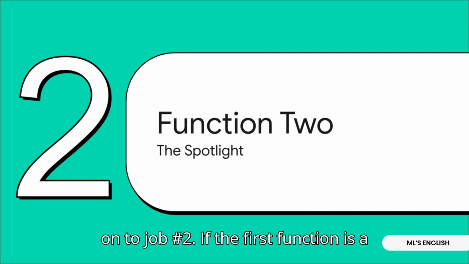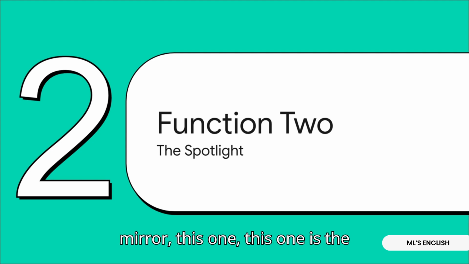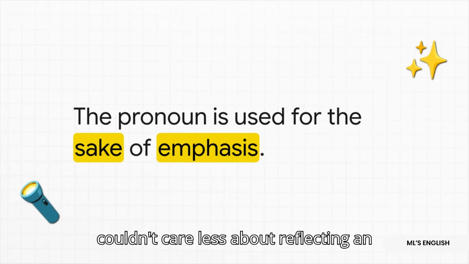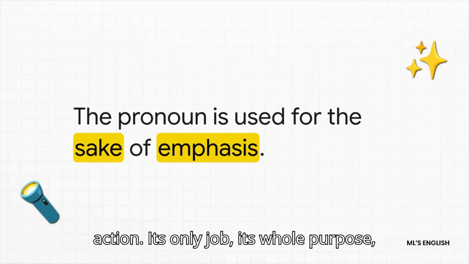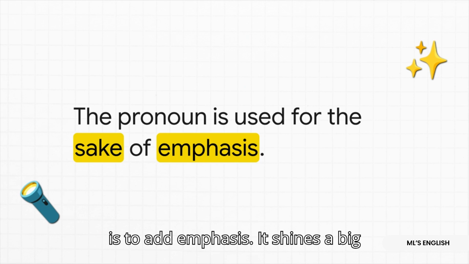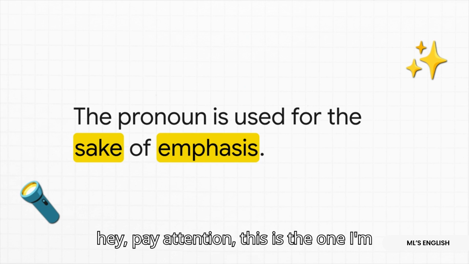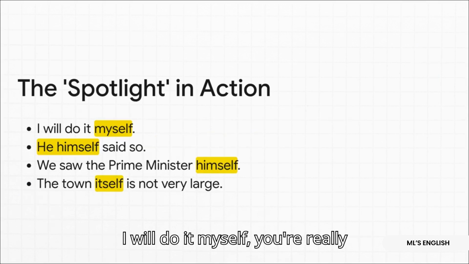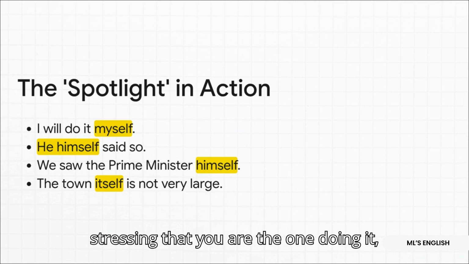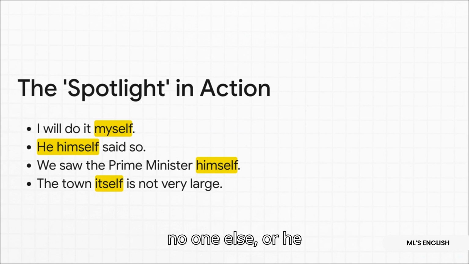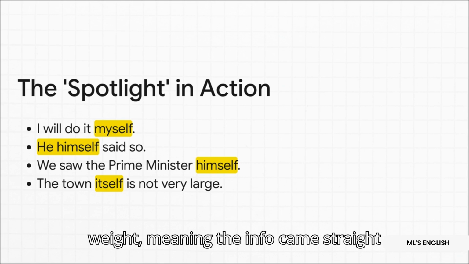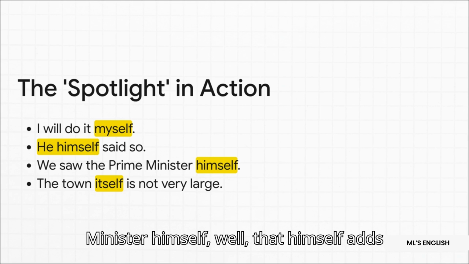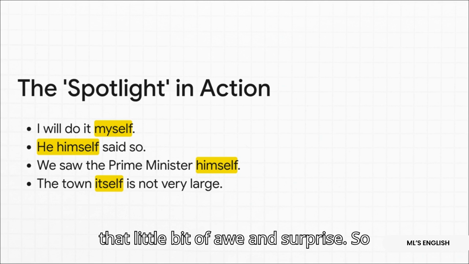Okay, on to job number 2. If the first function is a mirror, this one is the spotlight. Now, a spotlight pronoun couldn't care less about reflecting an action. Its only job, its whole purpose, is to add emphasis. It shines a big, bright spotlight on the subject to say, hey, pay attention. This is the one I'm talking about. For instance, if you say, I will do it myself, you're really stressing that you are the one doing it, no one else. Or he himself said so. That adds weight, meaning the info came straight from the source. And if we saw the Prime Minister himself, well, that himself adds that little bit of awe and surprise.